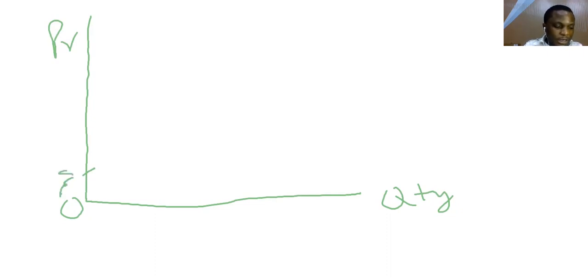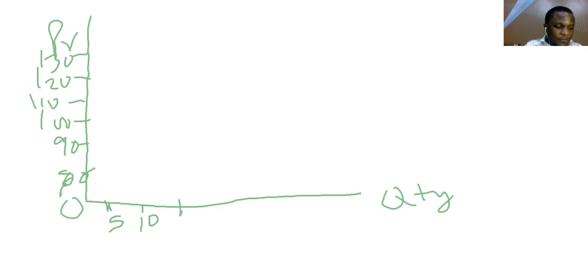But I have a unique pattern. This is 80, this is 90, this is 100, and I have 110, 120, and I have 130. And then my quantity is from 1 to 25. So I can call these 5, 10, 15, 20, 25, and 30.